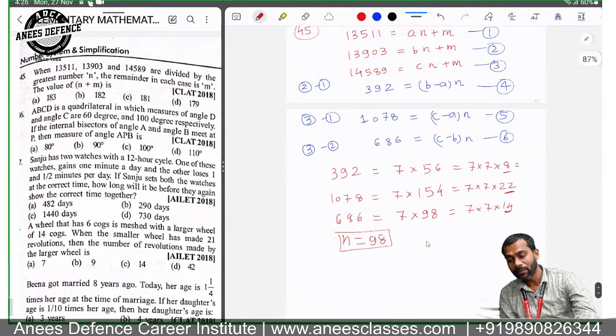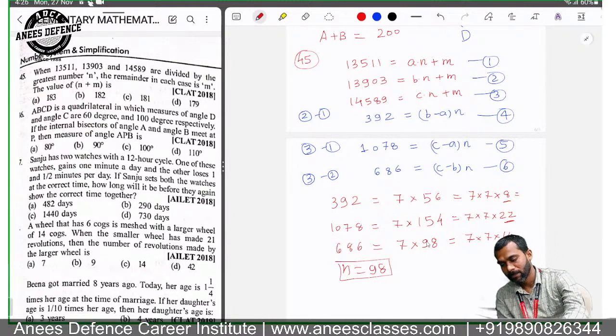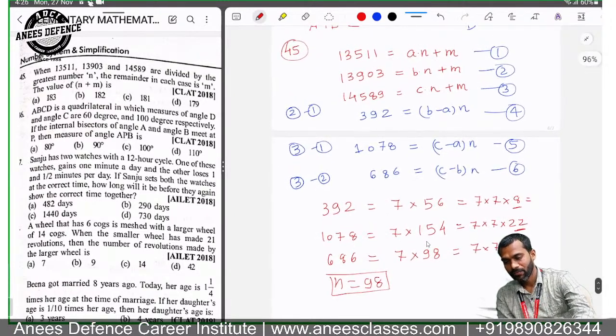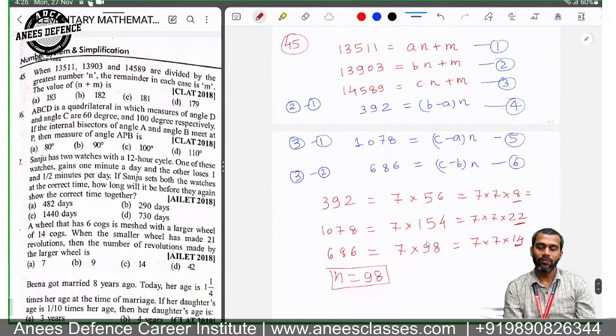But remember the type. That is the thing. Yes or no? You don't revise whatever you study. That is the problem. So 45. Yes, online students, have you understood?